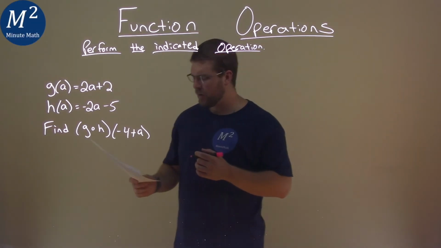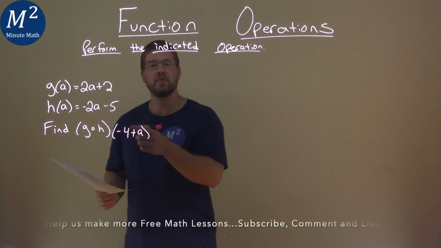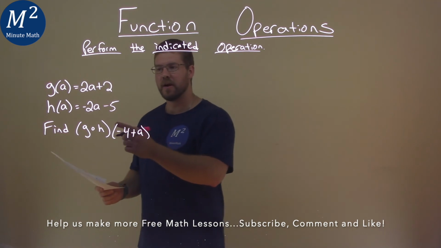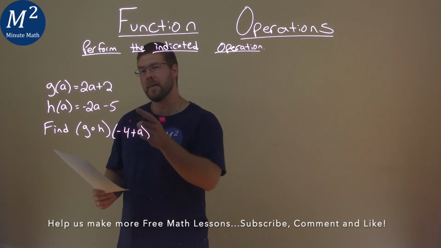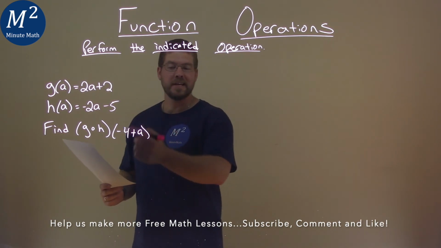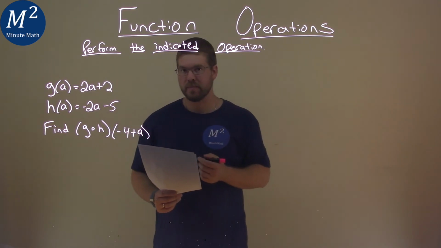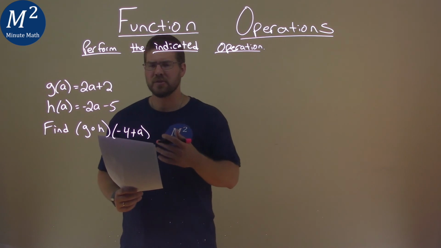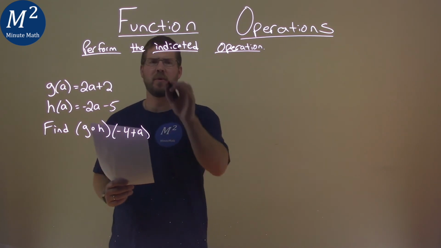We're given this problem right here. G of a is equal to 2a plus 2. H of a is equal to negative 2a minus 5. And we need to find g of h of negative 4 plus a. Well, what is g of h of a first? Let's get that out of the way.